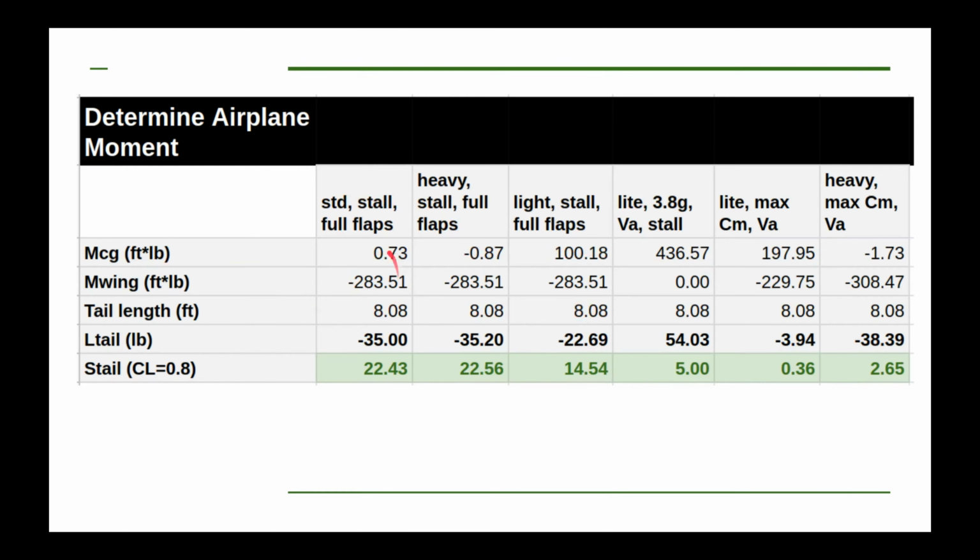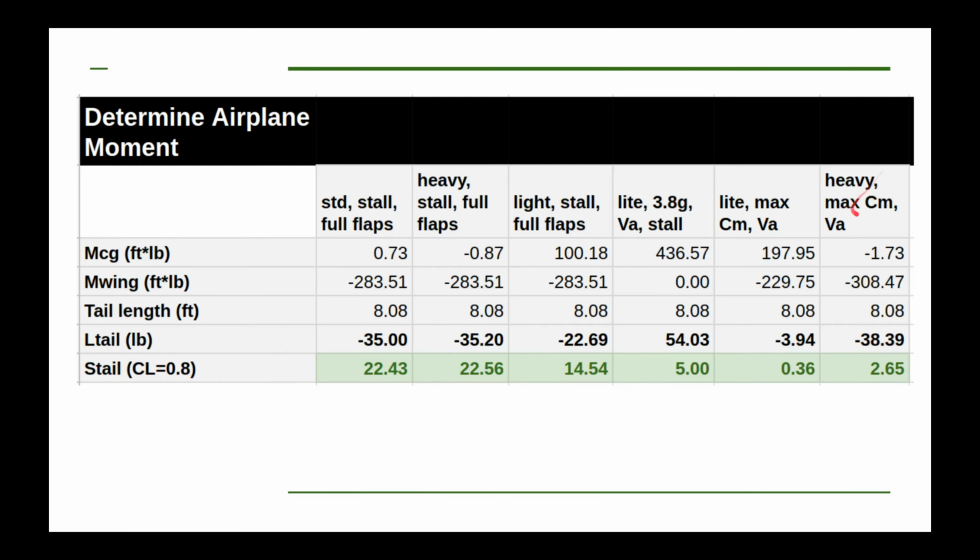Now we're doing these calculations for the moments at various conditions. So this first one is standard weight at landing configuration, which means flaps fully extended, and we're at the stall speed for the airplane. The next one is when we have a heavy pilot, but we're at stall with full flaps. And we're going to do a light pilot at stall with full flaps. And then we're going to go up to our maneuvering speed, and at that maneuvering speed we'll be pulling 3.8 Gs with the light pilot. We're also going to do with the light pilot when we're at our maximum coefficient of moment on that wing, but we are at our maneuvering speed.